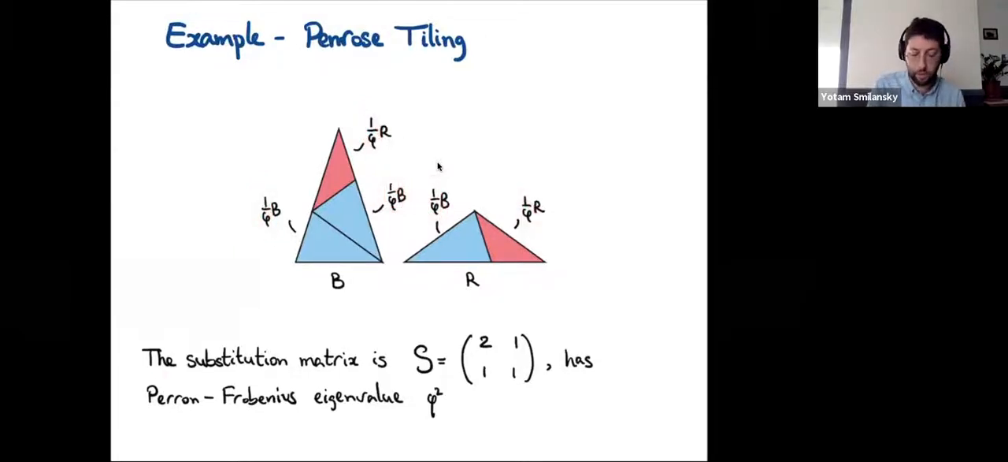And indeed, the substitution matrix here is just 2, 1 and 1, 1, which has Perron-Frobenius eigenvalue equal to the square of the golden ratio. So things are related. You define the matrix, and you can understand things about the inflation, the dynamics and the statistics. If you want to count in big patches, you have to take powers of these matrices, and using the Perron-Frobenius theory, you know what these powers converge to.